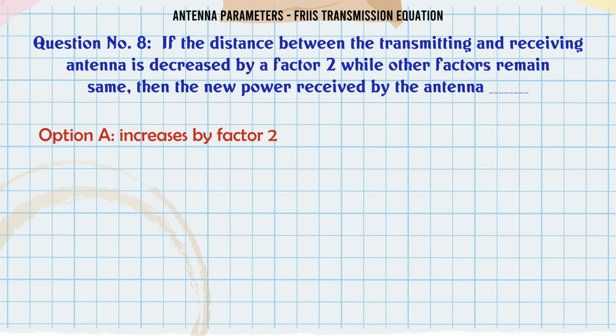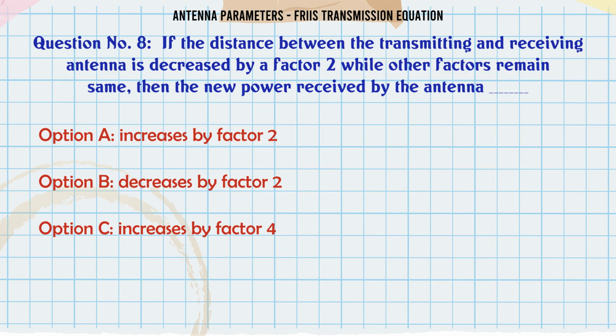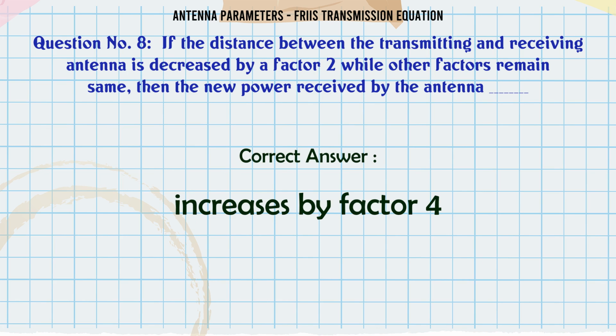If the distance between the transmitting and receiving antenna is decreased by a factor of 2 while other factors remain the same, then the new power received by the antenna: A, increases by factor 2; B, decreases by factor 2; C, increases by factor 4; D, decreases by factor 4. The correct answer is increases by factor 4.